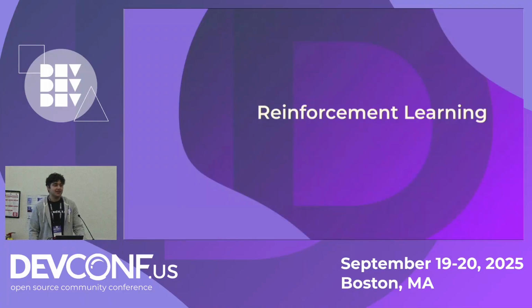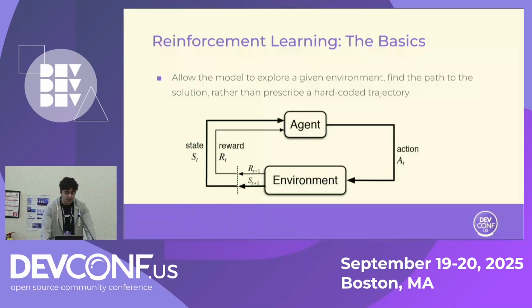With that being said, I want to move on to the next pillar of post-training that's very important these days, and that is reinforcement learning. So, reinforcement learning. What is it and why do we have it? Basically, reinforcement learning allows the model to explore a given environment and find the optimal path to a solution itself rather than trying to hard code or prescribe a path to a given solution.